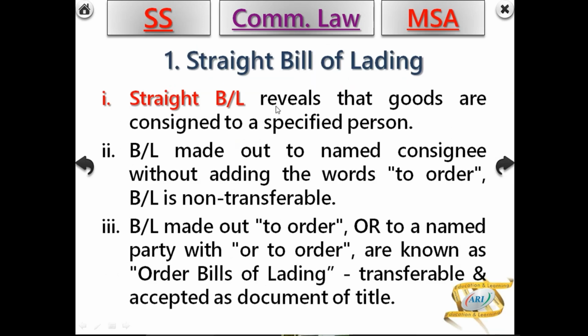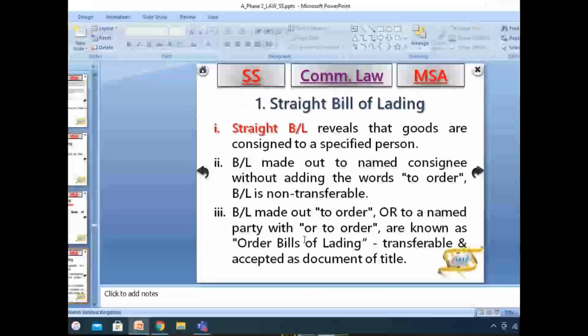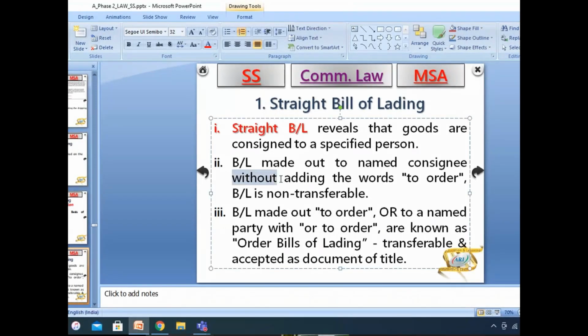Straight bill of lading reveals that the goods are consigned to a specified person. Bill of lading made out to a named consignee without adding the words "to order". Bill is non-negotiable, non-transferable. It cannot be transferred.